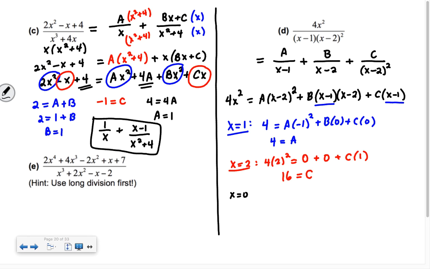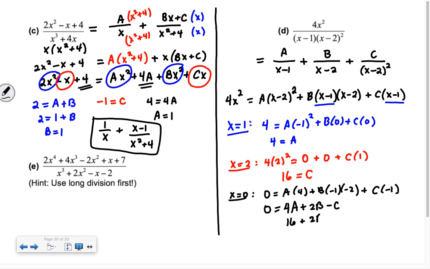So if I plug in x equals 0, now I get 0 equals A times 4 plus B times negative 1 times negative 2 plus C times negative 1. So I have 4A plus 2B minus C is all equal to 0. Well, luckily we have A was 4, right? B we don't know. C was 16. So what do we get for B? 0. So it's like that middle term is just gone now.